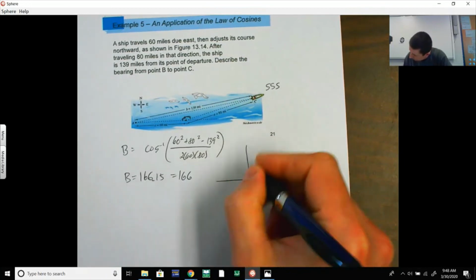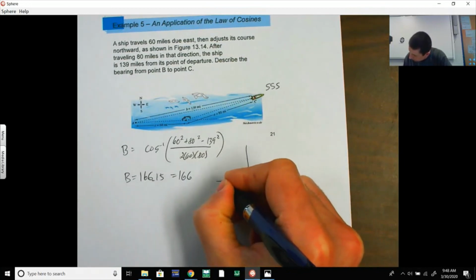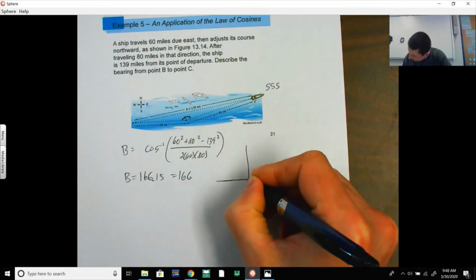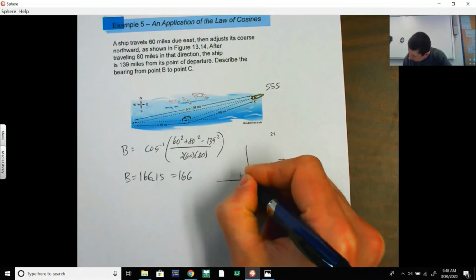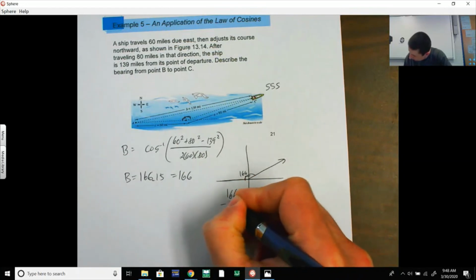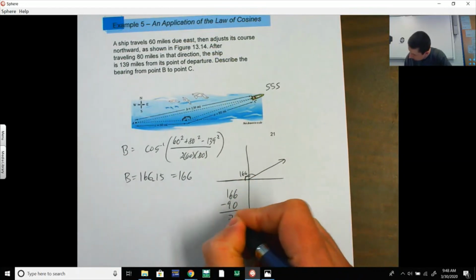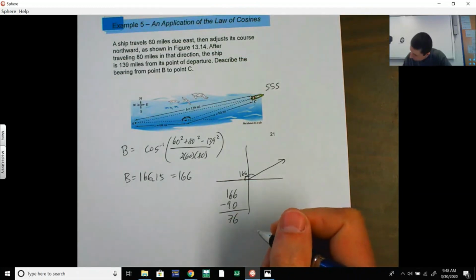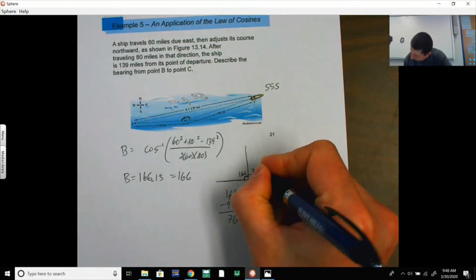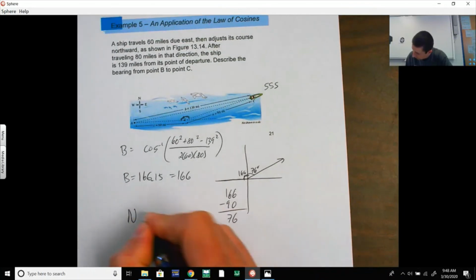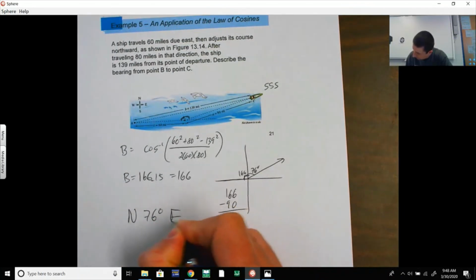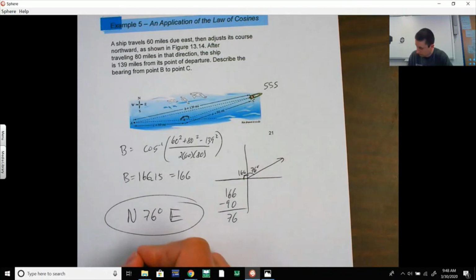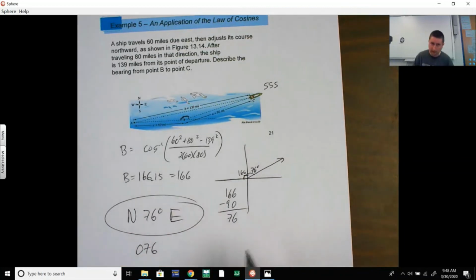So if I'm going due north, this one's heading straight east, and then we're going up, and we know this angle is 166. So this part right here is 90. If I take 166 minus the 90, I'll get 76. Right? Yeah. So that means this right here is 76 degrees. So that bearing would be north 76 degrees east, or 076 if we want a heading.